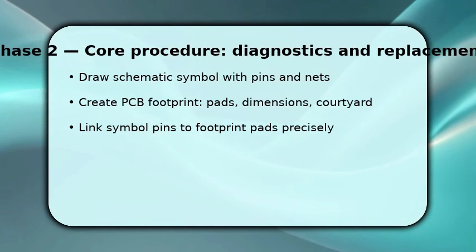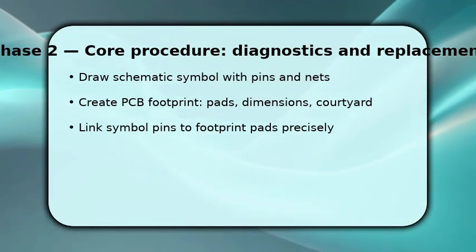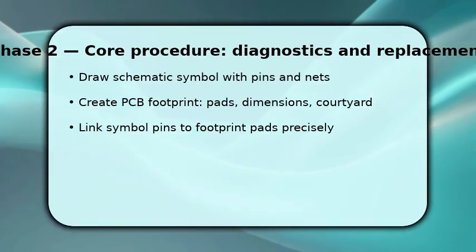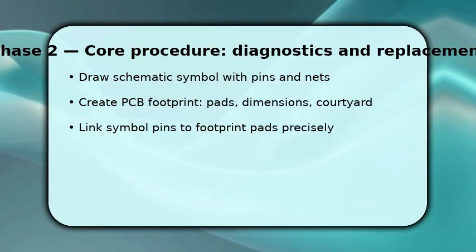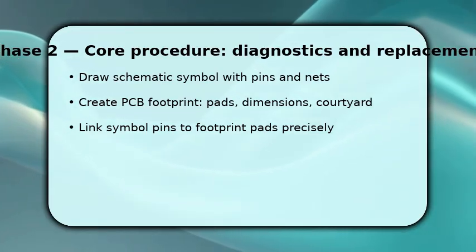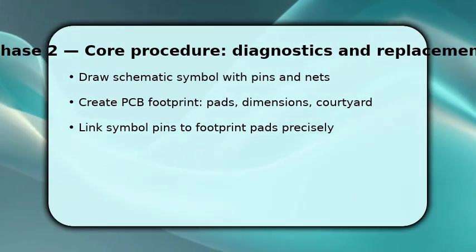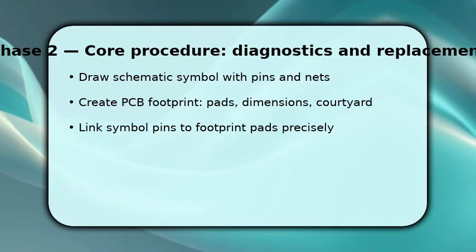Now you build the component. Start the schematic symbol by adding pins, attributes, and a clear reference designator. Then switch to the PCB library to create the footprint. Place pads, silk, courtyard, and 3D body if needed, paying attention to pad sizes and spacing.